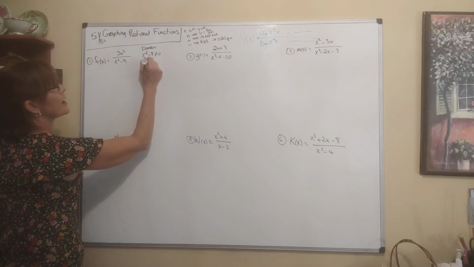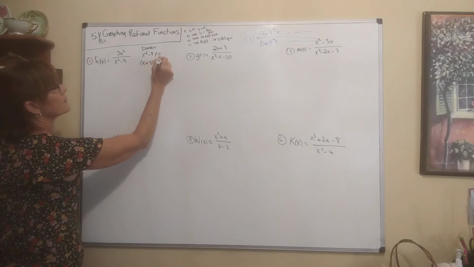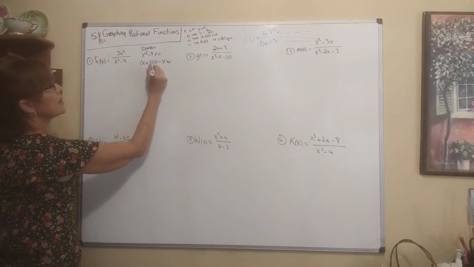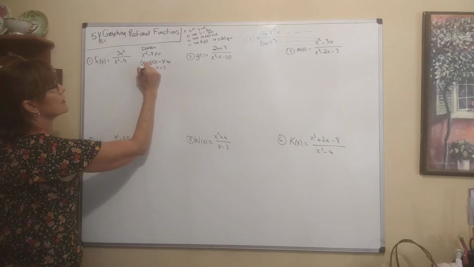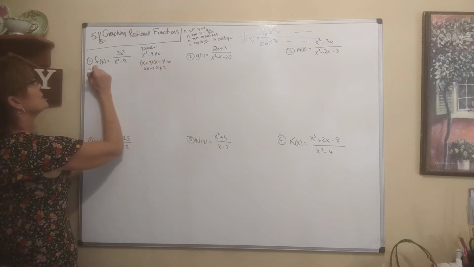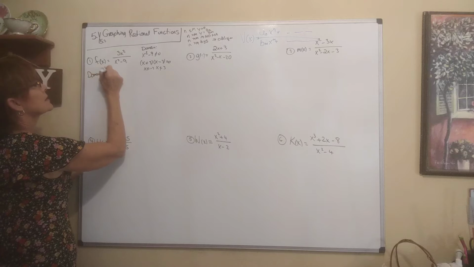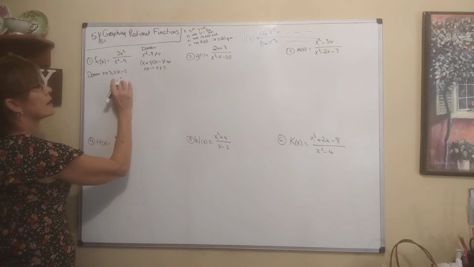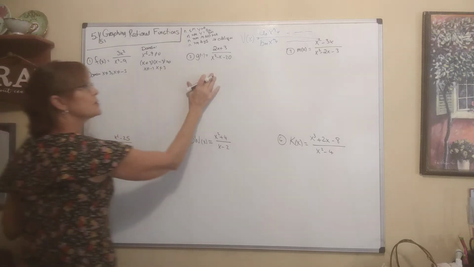So this will factor, right? And so the denominator is going to equal 0 when x is 3 and negative 3. So basically the domain, x can't equal 3, x can't equal negative 3. All right, that's its domain. Let's go to number 2.